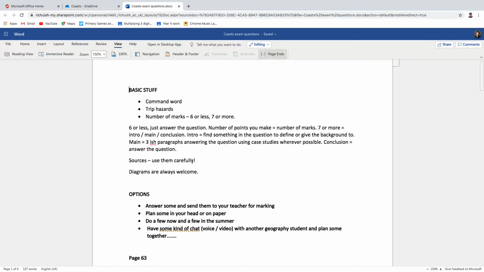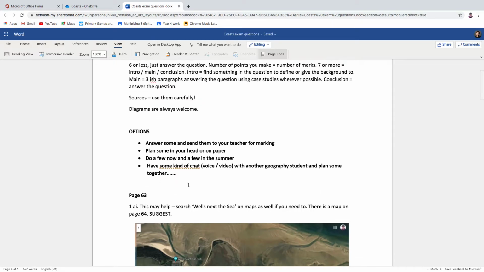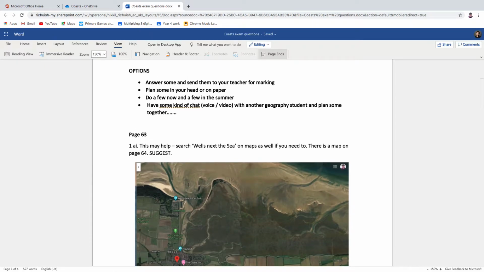Sources, use them carefully. Geography generally has a map or a photo or some kind of source. They're not going to give you those just for fun. They're there for a reason. And finally, before we get started, diagrams are always welcome in EDUQAS exams. They love diagrams, so feel free to chuck them in. I think diagrams lend themselves really nicely to coasts because you can draw your little longshore drift diagram, or you can draw a cave arch stack stump sequence, whatever. So just remember that.